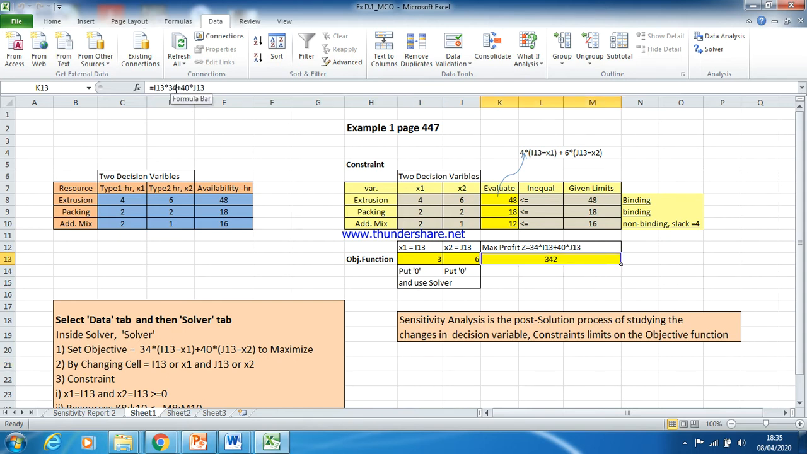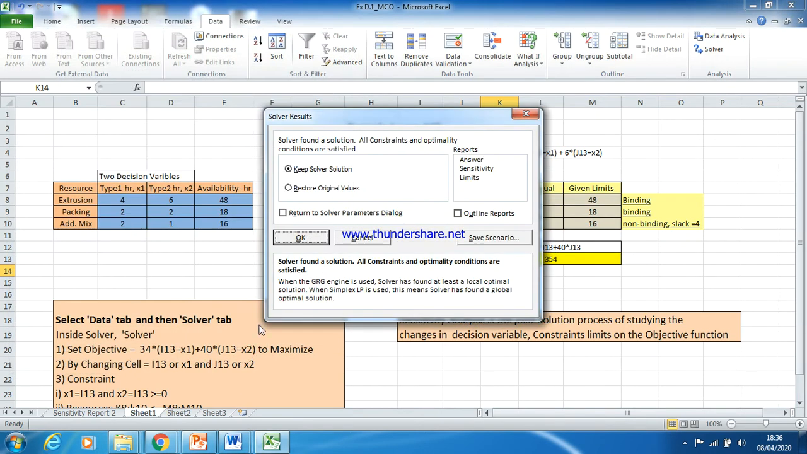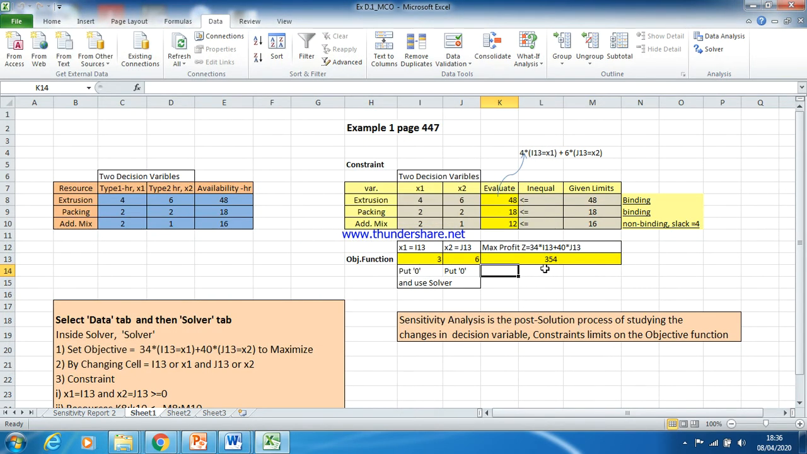34 can be increased to 40. Beyond 40 this value will change, but if we remain within 40, that means I will make it 38, and then I will solve this again. This is not the solution yet, this is just this value being evaluated, but these values are not confirmed yet. So we again solve this, then we say solve. You can see that the objective function has changed, but this has not changed because our allowable change here was below 40 as given.